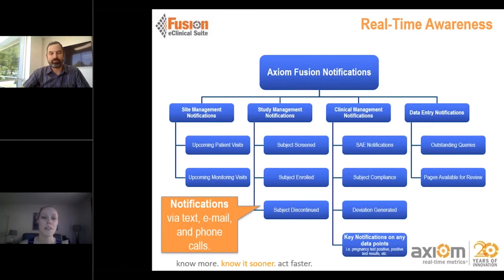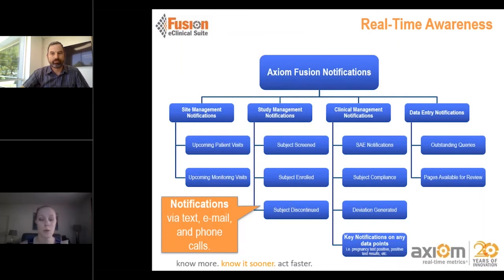So what are those key themes that we kept coming back to when we talked through each of those three technologies? And that's really the notifications, having those in real time, whether it's upcoming patient visits, so then there can be that awareness and that expectation that data entry is coming in, that the subject was actually screened or was actually enrolled, came in for their visit, was discontinued, and you need to close that subject out. SAE notifications, deviations, data, it goes on and on.